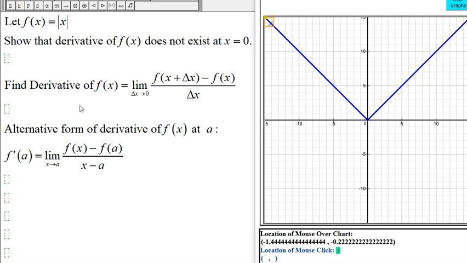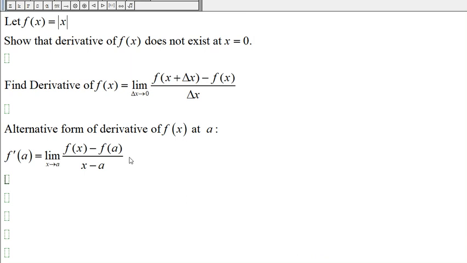And so far, for the derivative of f of x, we have used this definition right here, but there's another form of the derivative, which is f prime of x at x equal to a. The derivative at a is also defined as the limit as x approaches a of f of x minus f of a divided by x minus a. So we want to find the derivative at a point, and then we can use this formula, or we can use this formula right here.